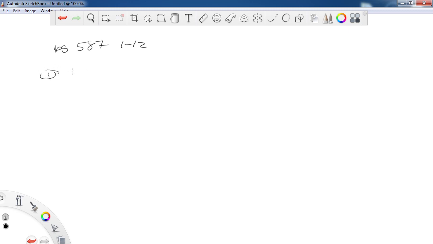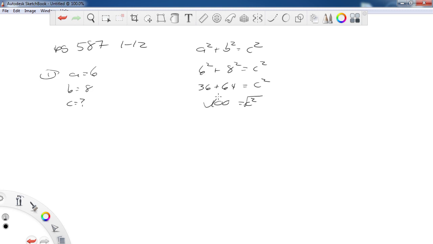Here you have A equals 6, B equals 8, and it wants you to find C. So again, A squared plus B squared equals C squared. A squared is 6 squared plus 8 squared equals C squared. That's 36 plus 64 equals C squared. 36 plus 64 is 100 equals C squared. Square root of that, and 10 equals C. That one worked out nice because it was a perfect square. But that's it. So give it a go.